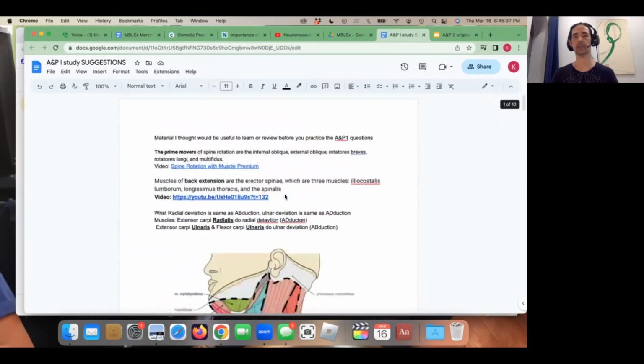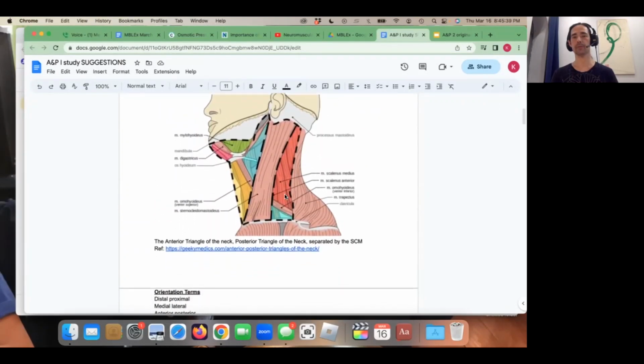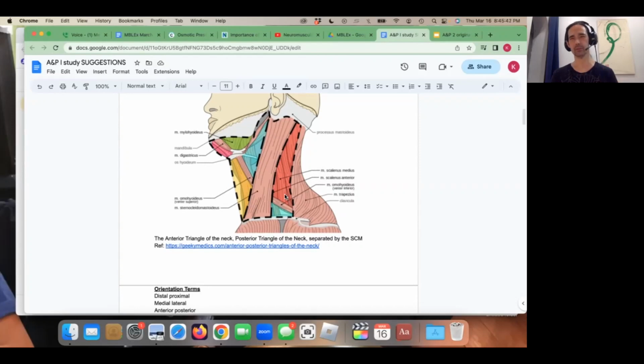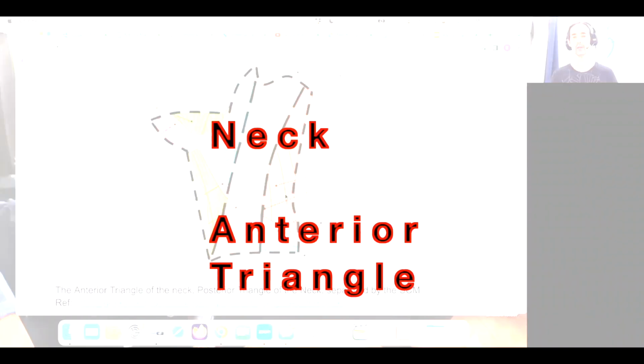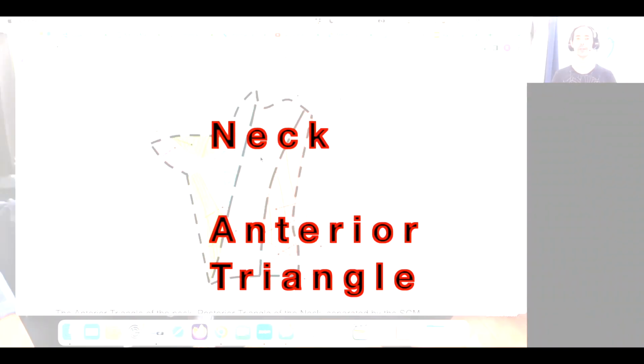So let's take a look at some of the muscles in the body, and then we're going to do some other stuff, like we'll do some legal or some ethics or stuff like that, because we have to get into those things. Okay. So this muscle here is the SCM.